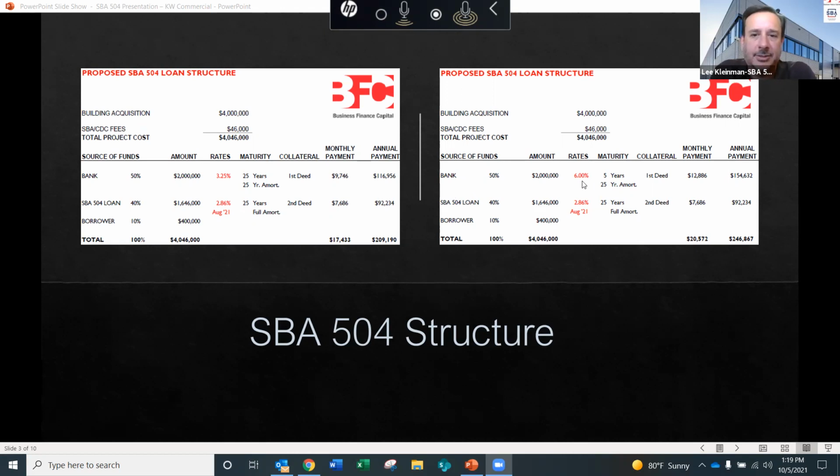And if a client has to pay 5 or 6% on the first, when you blend it with the below market rate of my second mortgage, it's still not a bad deal. And I apologize, this is a little outdated. The September SBA rate is actually 2.97, so it's still under 3%, which is phenomenal.